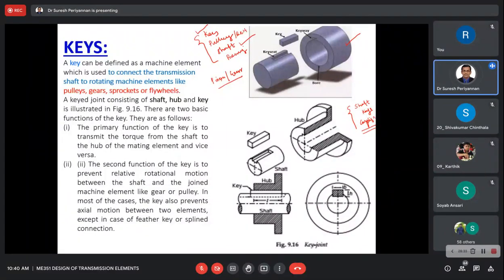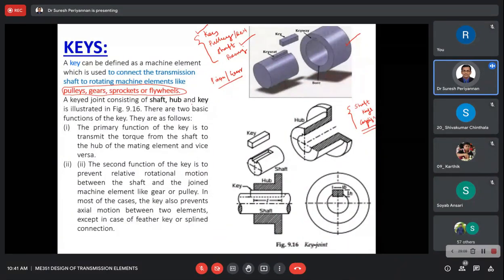Okay. Now see here, keys. I have given some basic explanation. Keys can be used as a machine element to connect the transmission of the shaft to the rotating machine element. I mean, the keys can be used to connect the pulleys, gears, sprockets or flywheels with the shaft. Without the keys, the power transmission cannot be done properly. Okay, the keys consist of shaft, hub.